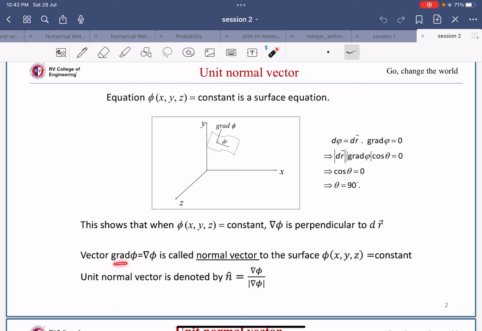So the vector grad phi, which is the same as del phi, is called the normal vector to the surface since it is perpendicular to dr. The unit normal vector is denoted by n cap. So gradient phi geometrically interprets the normal to the surface.